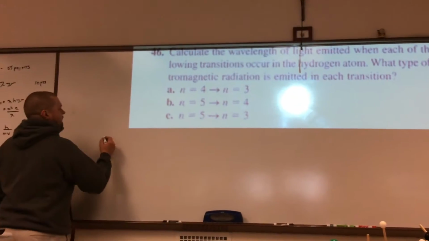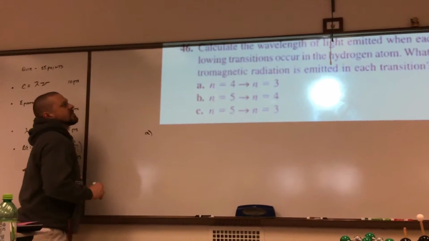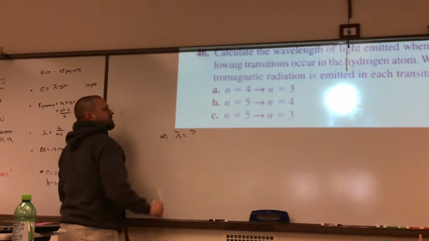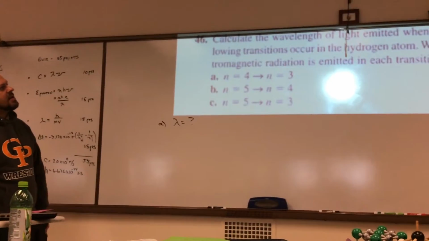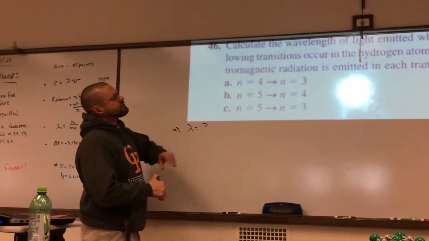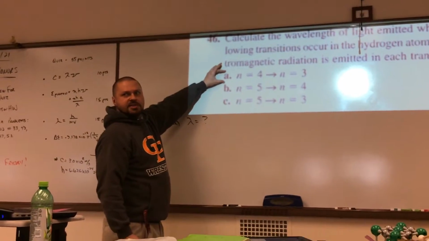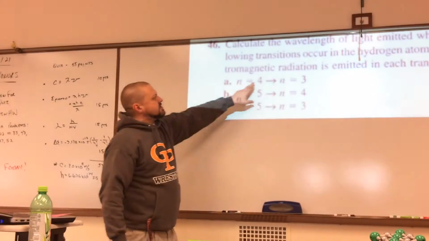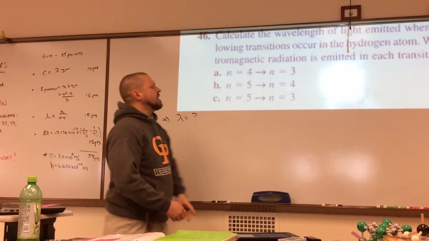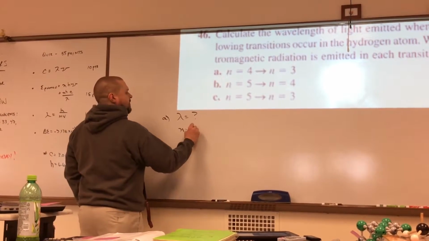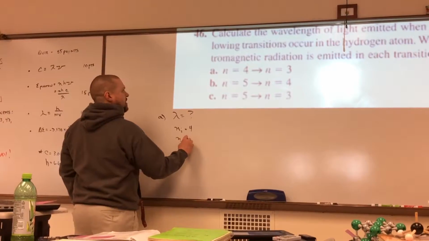And I'm just going to do letter A for now. So A says calculate the wavelength. So I want lambda. And what else do they tell me? They tell me nothing else in this problem. They just say, what is the wavelength emitted? And then they give me this transition. So this electron's dropping from 4 to 3, so it can emit light. So N initial is going to be 4, N final is going to be 3.